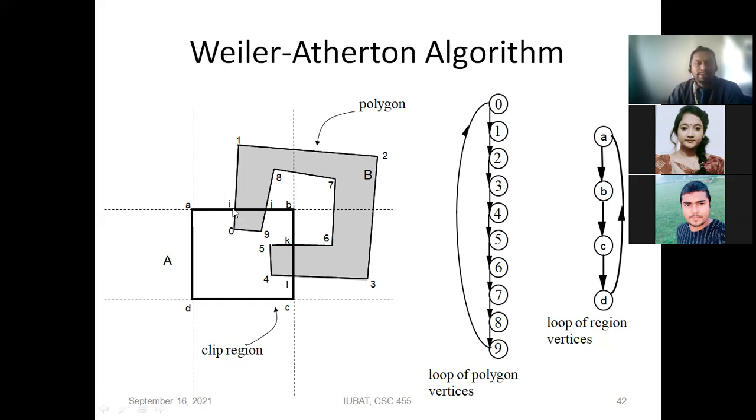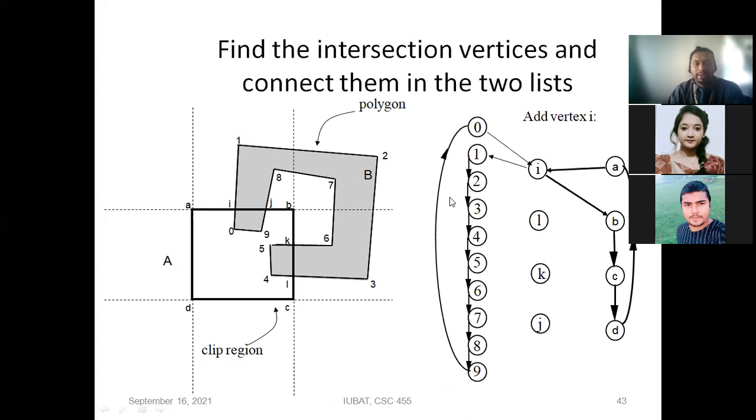Now for this intersection, first add I. If I add I, then for this polygon, 0 to 1 becomes 0 to I, I to 1, and 1 to 2, the rest are all the same. So we have 0 to I to 1, 1 to 2, 2 to 3, 3 to 4, 4 to 5, 6, 7, 8, 9, and 0. So the direct 0 to 1 has now been broken down with I entering in between. This is for the polygon that we have done.